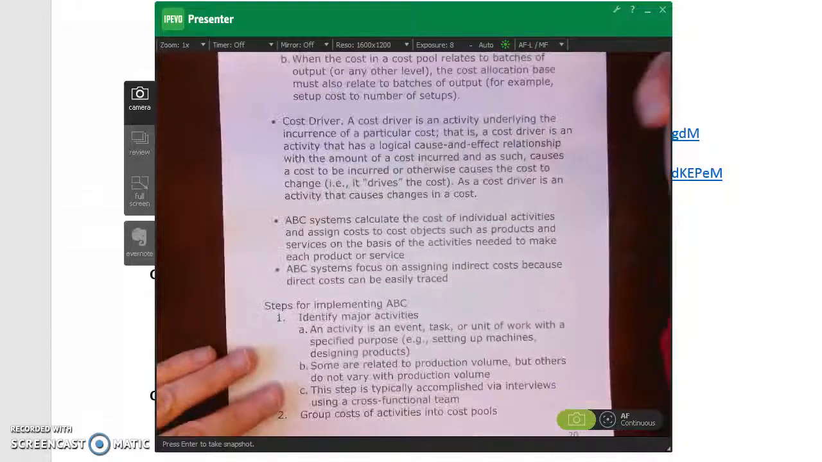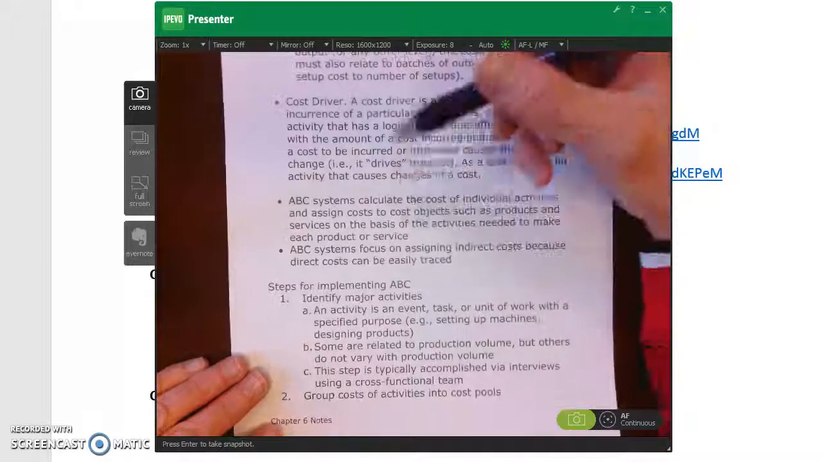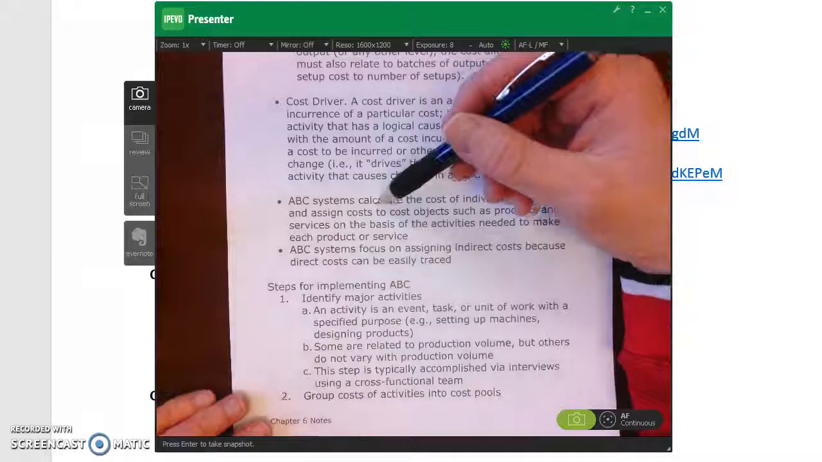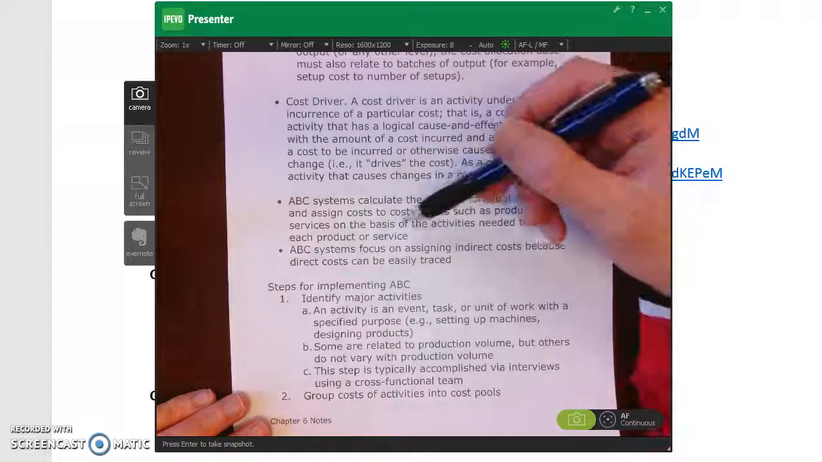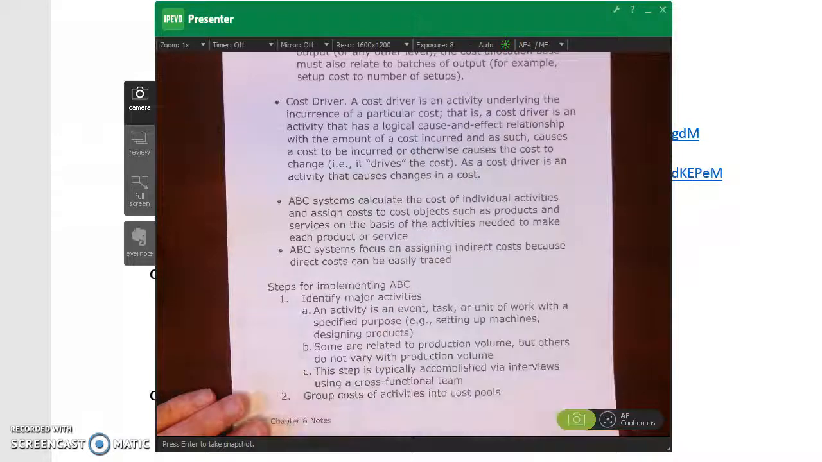So that would be the cost driver, in my opinion, number of help desk tickets for a help desk. Okay. Also, some more information over here, some more overview about ABC. ABC systems calculate the cost of individual activities and assign those costs to the cost objects, such as products or services, on the basis of the activities needed.